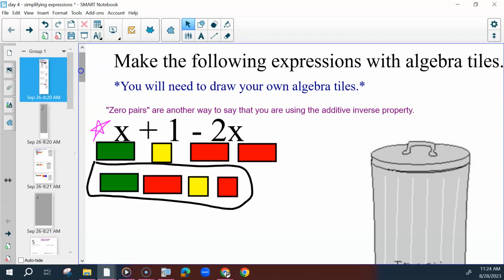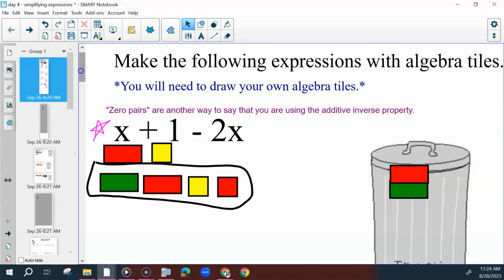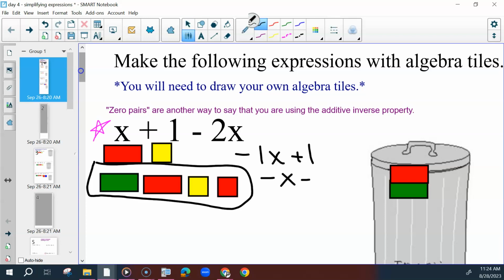So once you have it modeled, then you're going to look for zero pairs. Do you have a positive and negative version of whatever? It could be x's, it could be 1s, it could be x squared. Do we have something that has a positive and a negative? Yes, our x's. So you would take that positive and that negative and move it off to the side. That's going to be your trash pile. It disappeared, it became 0, it canceled. And then you would just see what's left. What's left? Is this positive or negative? Negative. So negative 1x plus 1, or we could just write negative x plus 1.